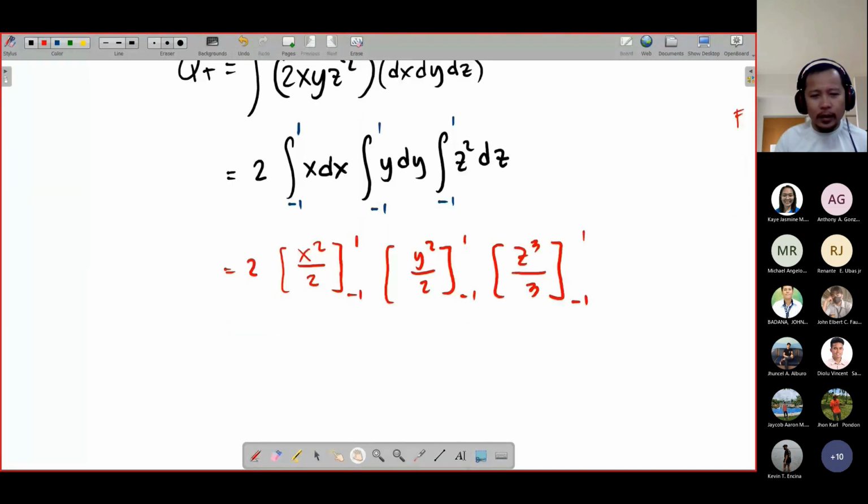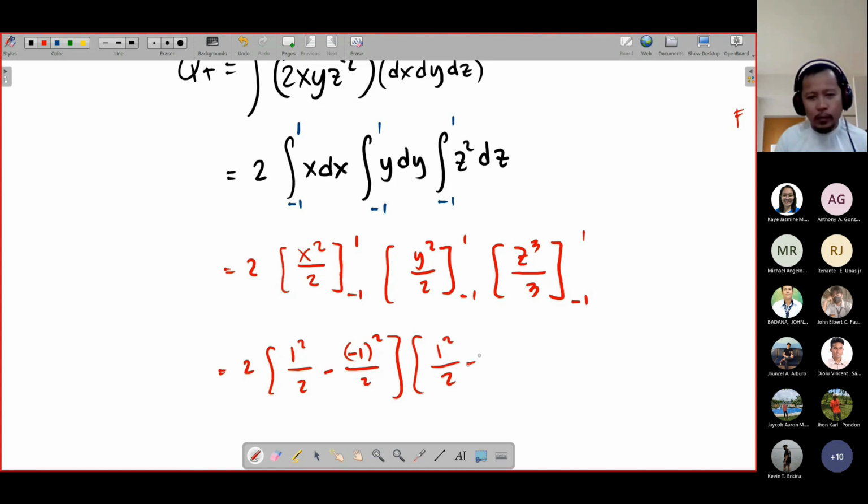So therefore, this will be 2 times x squared. So this is 1 squared over 2 minus negative 1 squared over 2. Then multiplied with the same ni, 1 squared over 2 minus negative 1 squared over 2. And then, lastly, you have 1 cube minus negative 1 cube over 3.